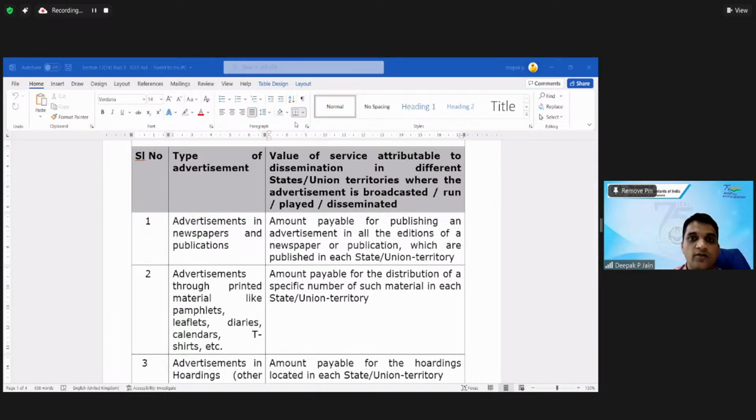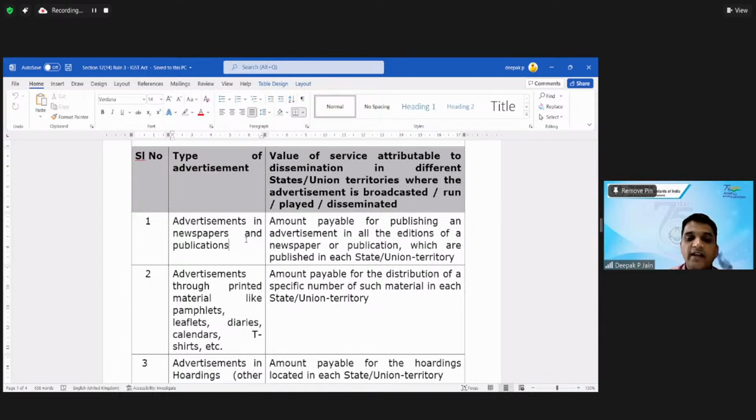Skill India scheme, very good. Skill India scheme also is a good example there. So in case of advertisement in newspapers and publication, what is the charges payable for each of that publication will be decided. Now, what the government does is they will not go and tell each of the companies. They will find one agency. The agency will make payment to all of that. Now, that information will come to that agency and it will charge based on each of those states.